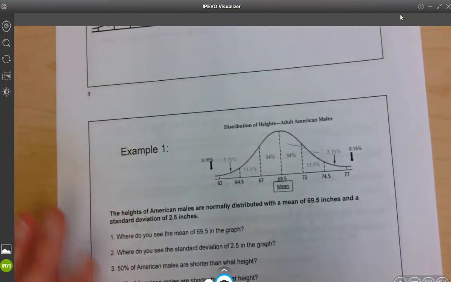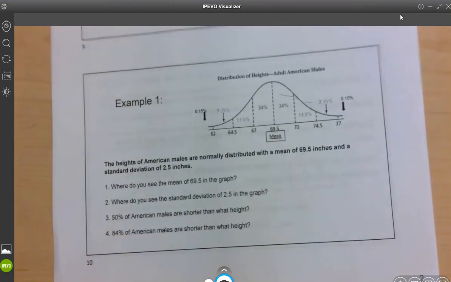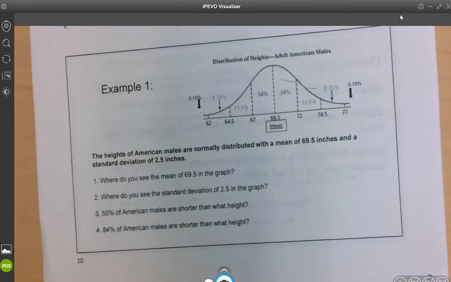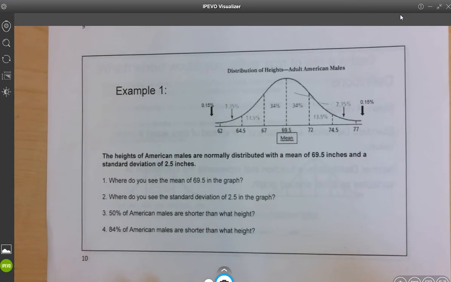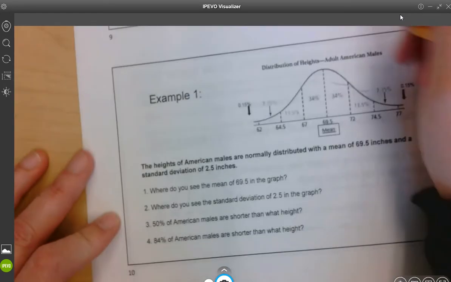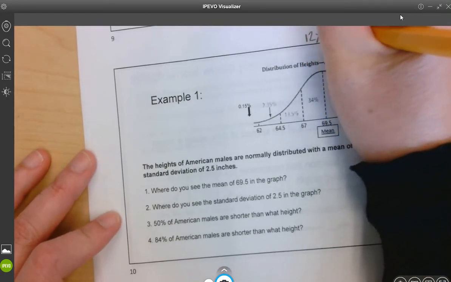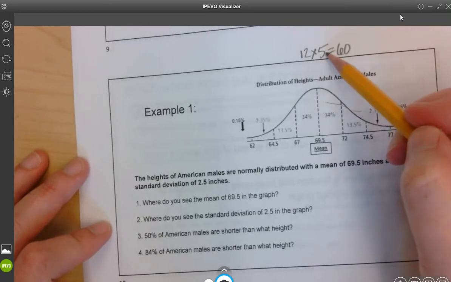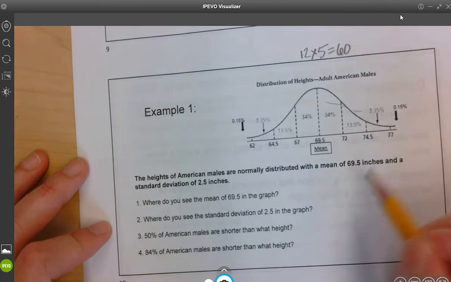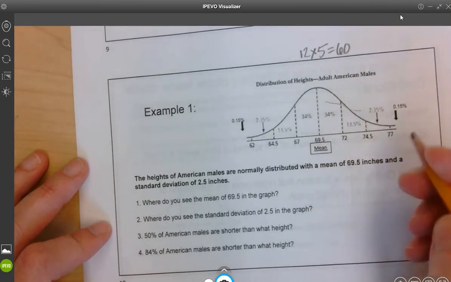Okay. The heights of American males are normally distributed with a mean of 69.5 inches. What's 69.5 in terms of feet? How many inches in a foot? 12 inches in a foot, right? Okay, so 12 times 5, I'm just trying to figure out how tall this is. 12 times 5 is 60, okay? So that means that 5 feet is 60 inches. So this would be 6 feet and 9 inches.